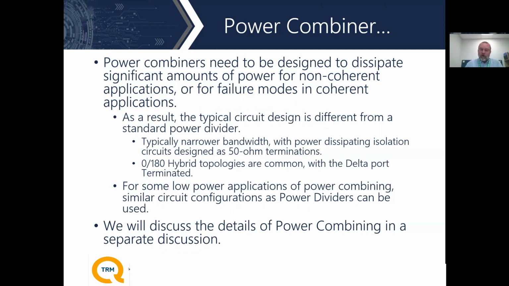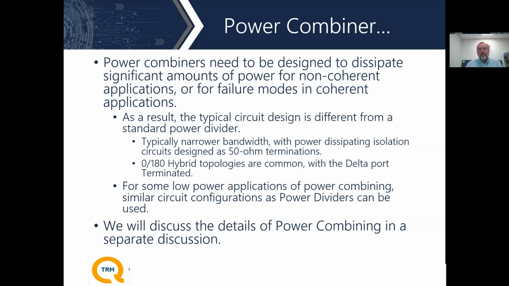The other thing we talk about here is that most power combiners that are really for very high power applications are really nothing more than a 0-180 hybrid rather than a power divider per se. And then we terminate the delta port so that we can have a good 50 ohm termination handling all that excess power. For some lower power applications, like I mentioned before, we can use a conventional power divider.